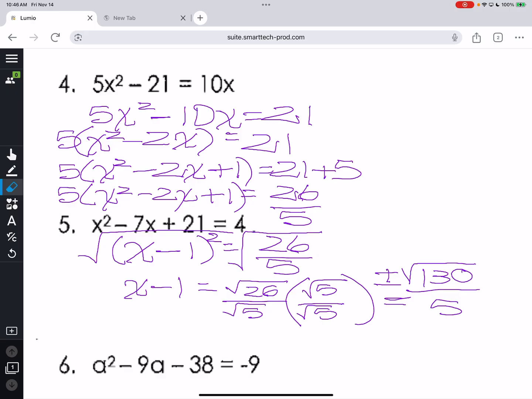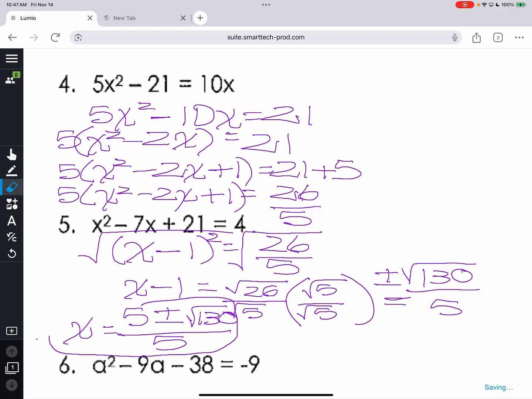So, we're going to take x and we're moving a positive 1. But guys, we need the denominators to be the same. So what is 1 going to become? 5 over 5. So it's 5 plus or minus radical 130, all over 5.